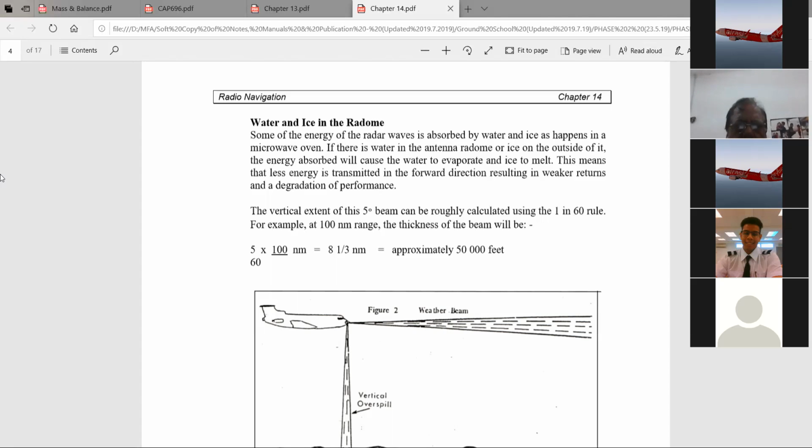Now this happens to be the so-called weather beam. What you see on the screen is the vertical overspill.